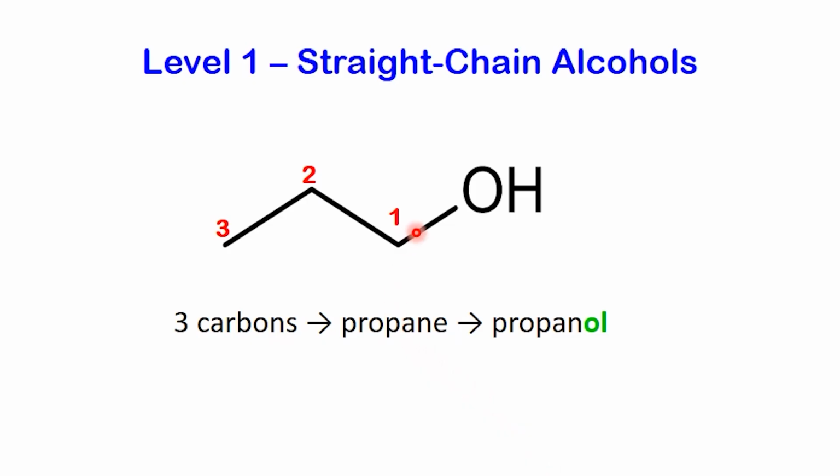Step 2. Numbering. Number the chain from the end closest to the hydroxyl group. The OH group is on carbon 1. The correct name is propan-1-OL. The number is written before OL to indicate the exact position of the hydroxyl group.